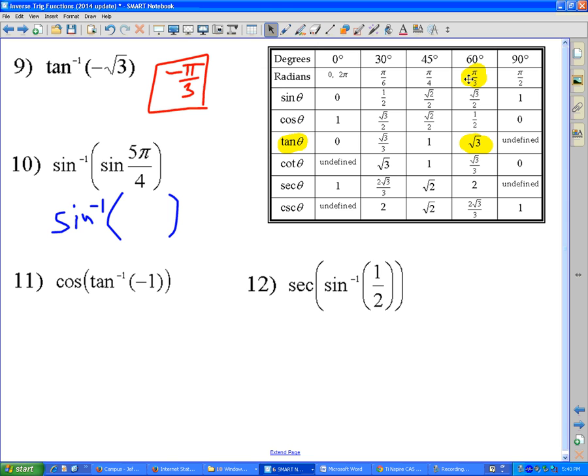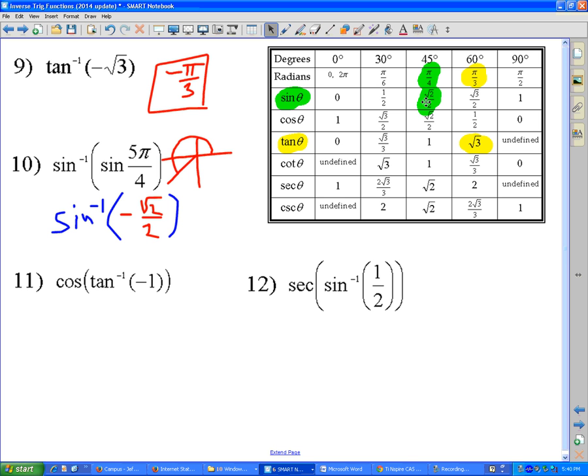Sine is the function. Pi over 4 is the reference angle. So I know that root 2 over 2 is going to be at least part of the answer. The question is, is it positive or negative? And it has nothing to do with whether 5 pi over 4 is positive or negative. It has to do with what quadrant 5 pi over 4 is in. Well, pi is 4 pi over 4. This is in quadrant 3. Y is negative in quadrant 3, so the answer is negative.